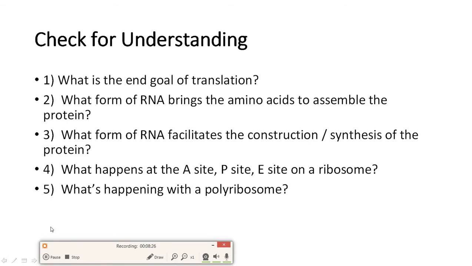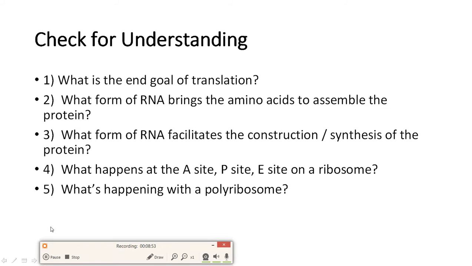Okay, so what is the end goal of translation? It is to make a protein. Number 1, make a protein or a polypeptide. Number 2, what form of RNA brings in the amino acids to assemble the protein? That would be tRNA. 3, what form of RNA facilitates the construction or synthesis of a protein? That would be the ribosome, which is called rRNA, ribosomal RNA.